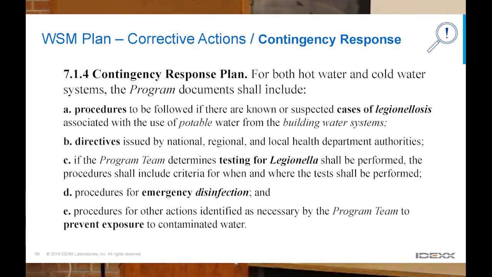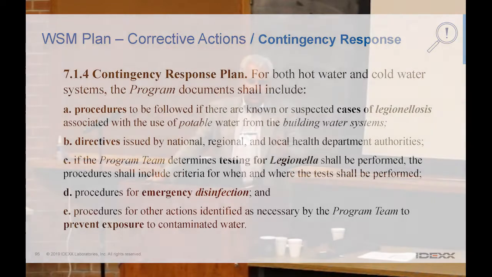Does it require Legionella testing? Is Legionella testing mandated? No, it is not. And in part, that's why it took 10 years to develop. But it was just felt that that was something that should be left up to the team to decide, so you don't have this just broad paintbrush covering everything.